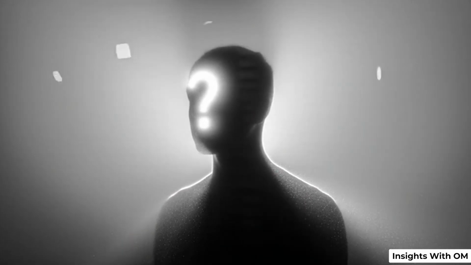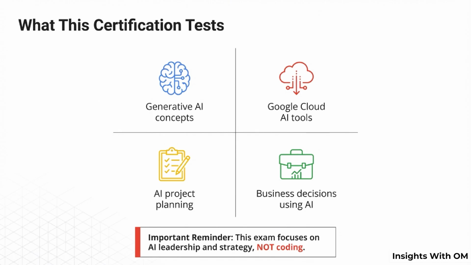This certification helps leaders understand what generative AI is, how companies use it, and how to make good strategic decisions with it. Think of this certification like a driver's license for AI leaders. When you learn to drive a car, you don't need to know how the engine is built, but you must understand how to control the vehicle safely and efficiently. In the same way, this exam tests whether you understand how AI works, how organizations can use it, and how leaders should think about AI projects.